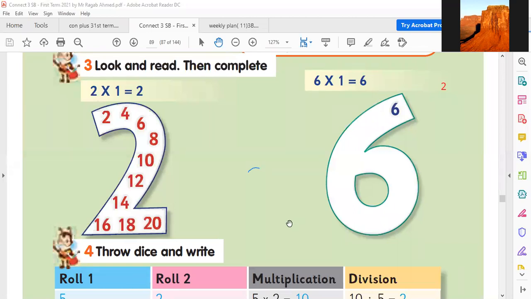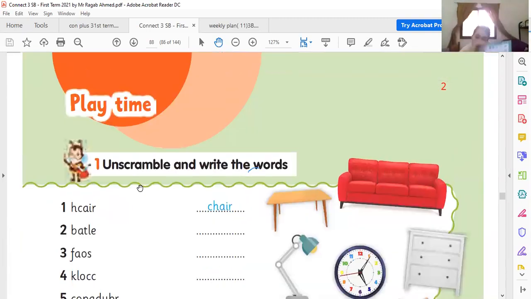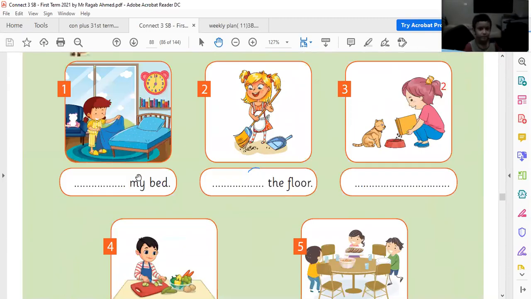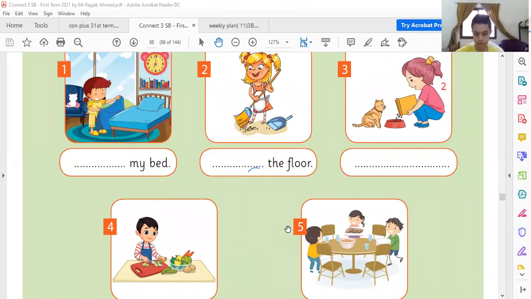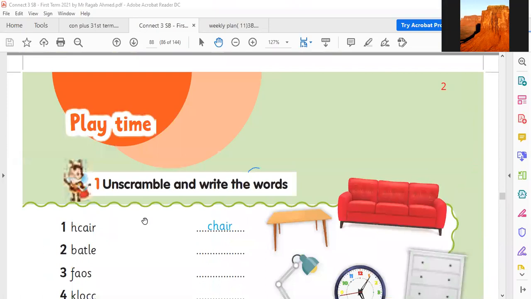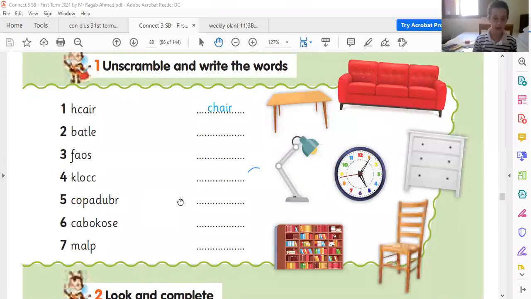You can unmute yourself now, students. Okay, we go back to Connect. Page what? Page 72. If you want to answer, raise your hands.